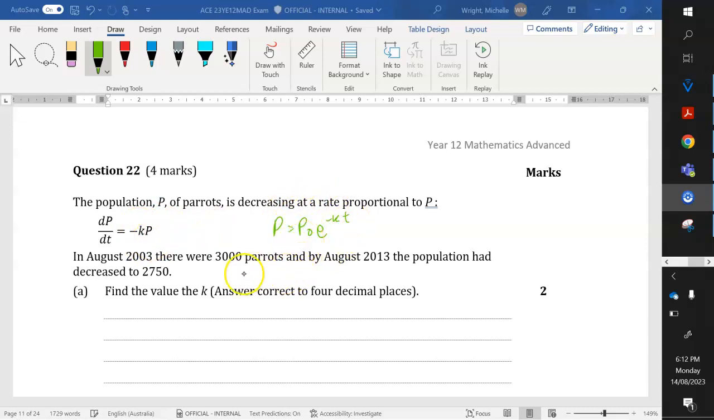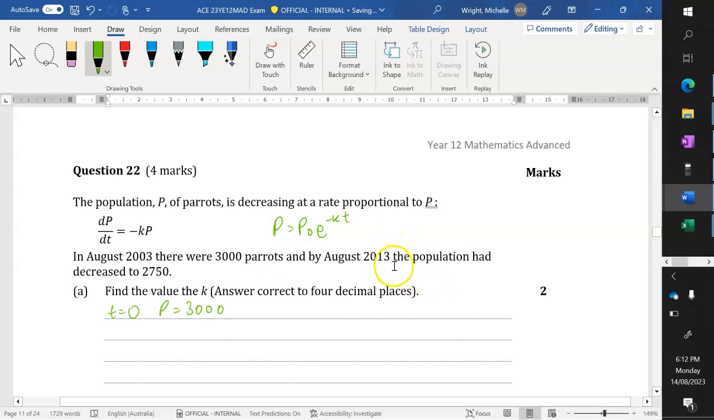Now, the other thing we need to know is that that's our decreasing rate of the population. In August 2003, there were 3,000 parrots. So that's our original time. At time equals 0, our population was 3,000. And then by August 2013, it had decreased to 2,750.